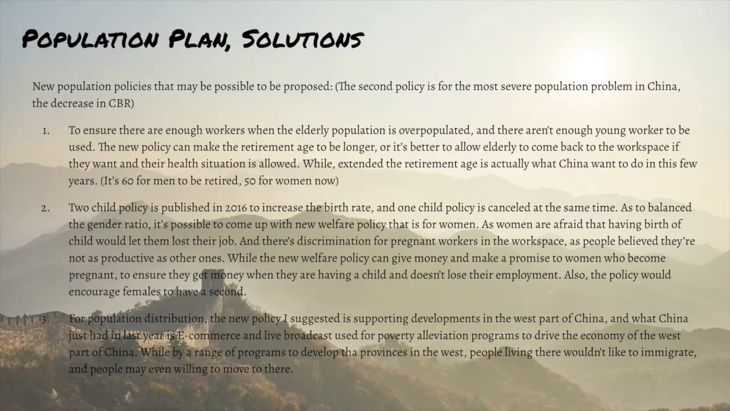Second, the two-child policy was published in 2016 to increase the birth rate, and the one-child policy was cancelled at the same time. To balance the gender ratio, it's possible to come up with a new welfare policy for women, as women are afraid that having a child will make them lose their job. And there's discrimination against pregnant workers in the workplace. People believe they are not as productive as others.